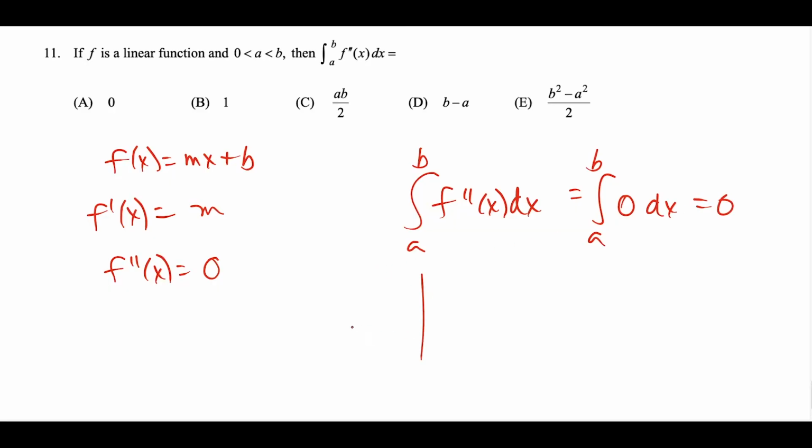Which is just going to work out to 0, because just know a definite integral tells you the area under the curve. So if your curve is the line y equals 0, and we're going from a to b, no matter where a and b are, think of this as a rectangle that has no height, so it's going to have 0 area. So this one's going to be choice A.